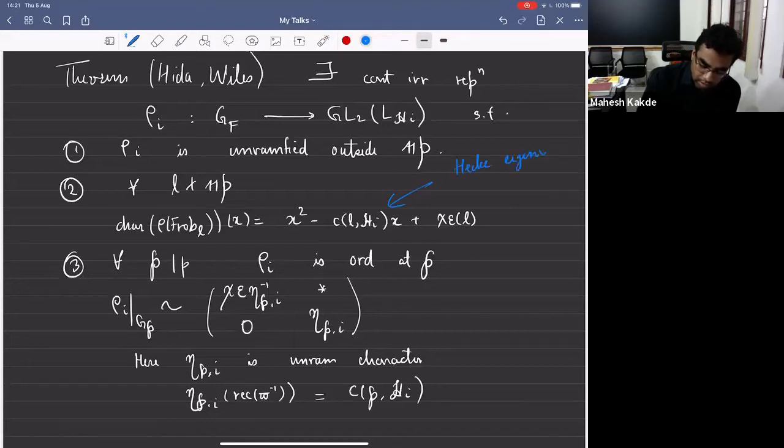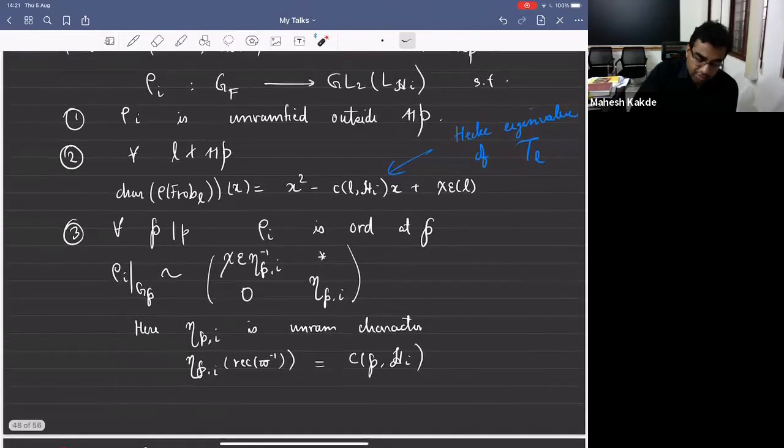Hecke eigenvalue of TL if it's normalized. Okay, and then the determinant is just chi times epsilon. So that's what happens at good places, good in the sense of unramified places.